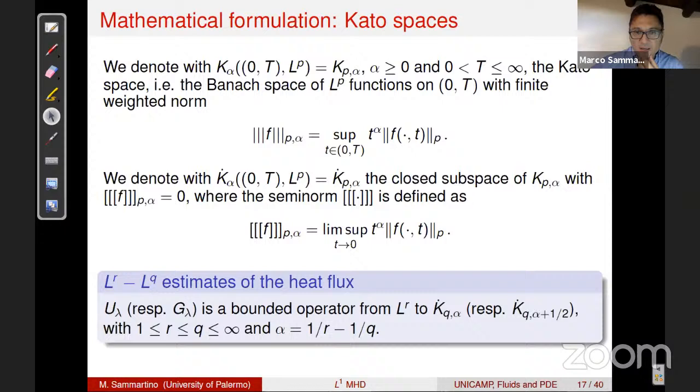It means that if you regularize with this alpha, then this Q can be larger than the initial datum. That's what it means. And instead, if we are talking about the operator with the gradient, you need a larger regularization. So instead of alpha, you need alpha plus 1/2. So the gradient basically gives you a more singular behavior of like 1/√t. So that's the meaning of this LR-LQ estimate, which is rather well known.